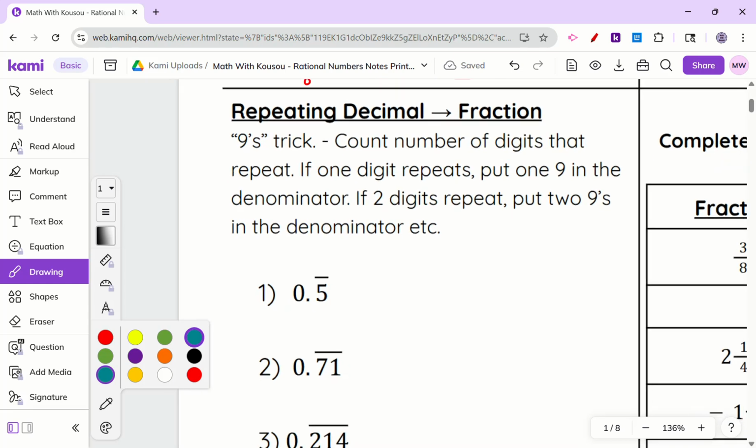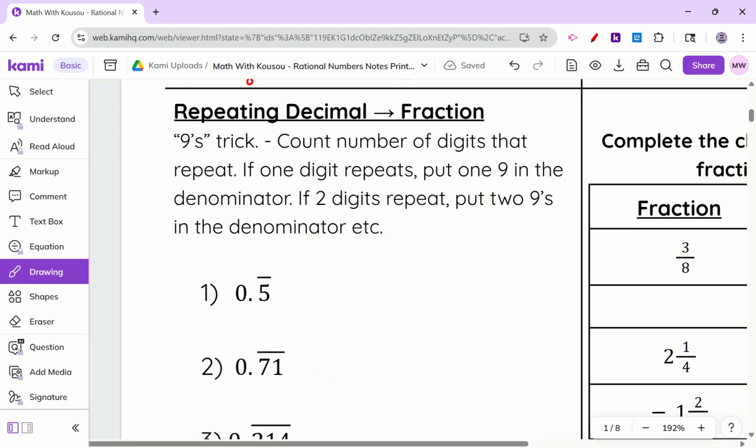All right, so in our next example, we have repeating decimals. Repeating decimals are in fact rational numbers because you can turn them into fractions. In this case, when you have repeating numbers that come directly after the decimal point, we can use what's called the nines trick. So count the number of digits that repeat, and if one digit repeats, then you would put 1 nine in the denominator. If there's 2 digits that repeat, then you would put 2 nines in the denominator.